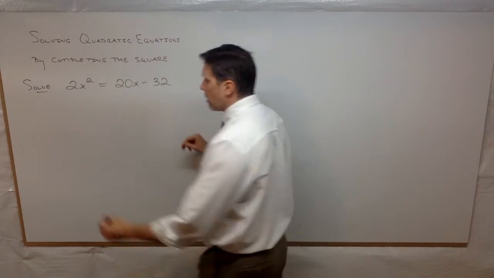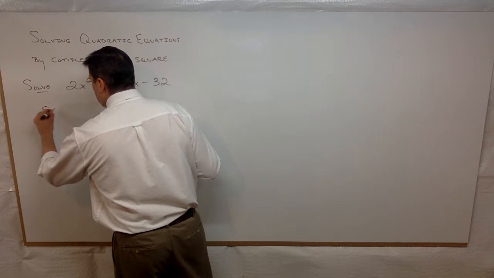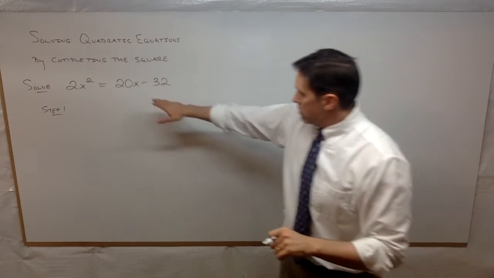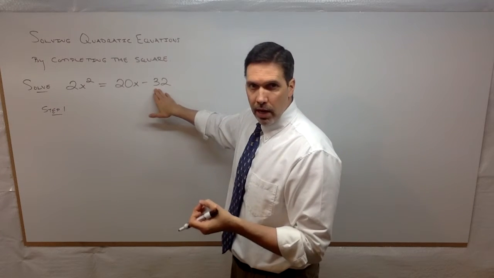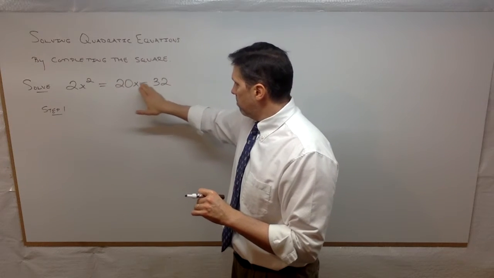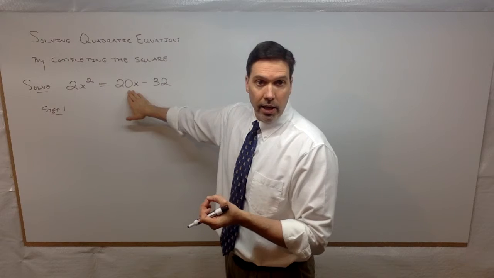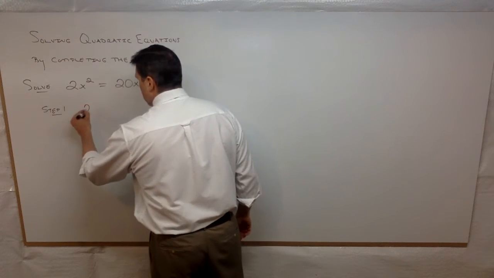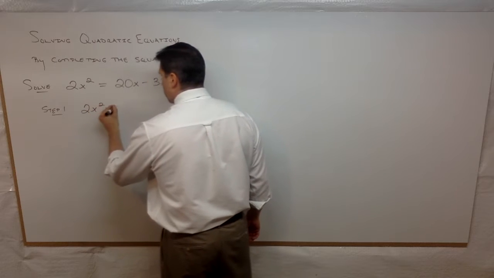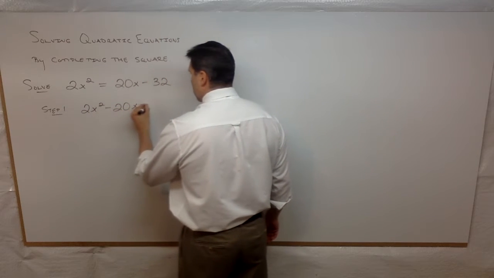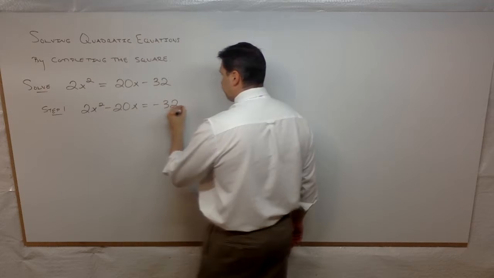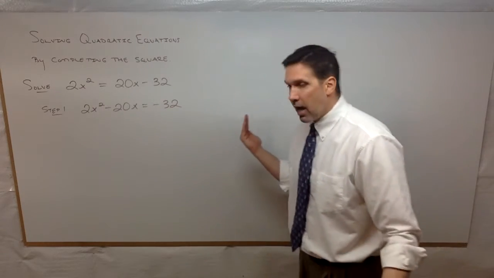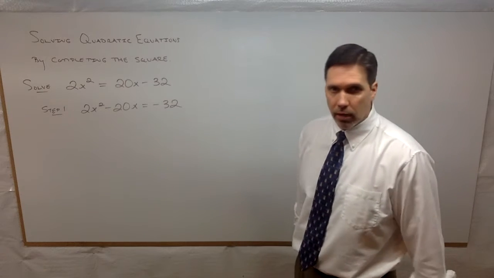Okay, step one of the process, remember, is to isolate the constant. So right now the constant is on the right side. That's where it needs to be, but it's being joined by this 20x, so I'm going to subtract 20x from both sides. So 2x squared minus 20x equals negative 32. That would be my first step: get the constant isolated, preferably on the right side.